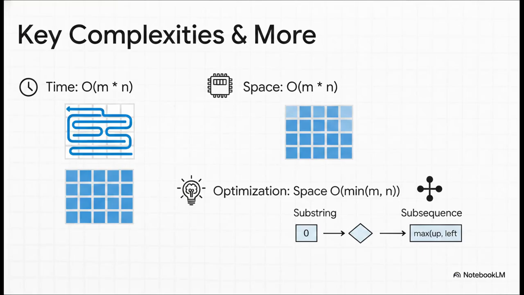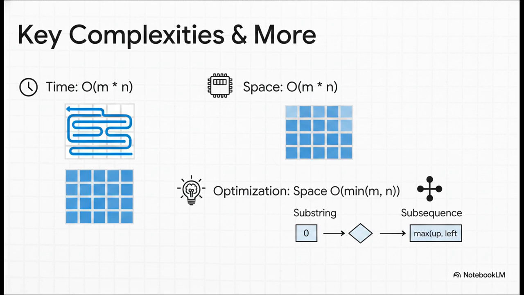Okay, first, complexity. Time is O of m times n. Why? Because we have to visit every cell in that grid exactly once. Makes sense, right? Space is also O of m times n because we built that whole grid. But, and this is a fantastic bonus point to mention, you can optimize the space down to O of the minimum of m or n because you only ever need the previous row to calculate the current one.